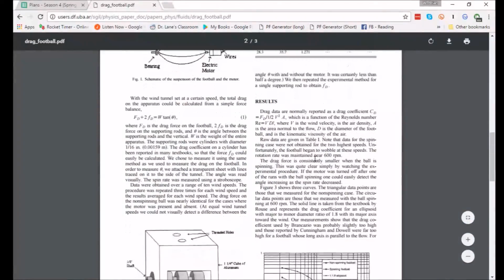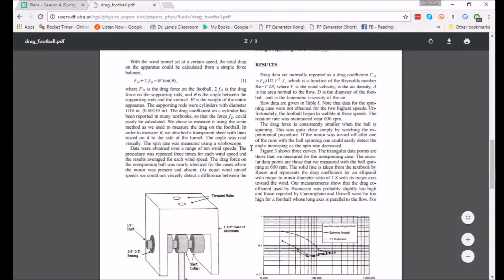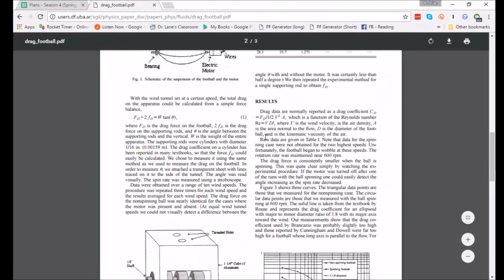Let me just double check what their drag coefficient is, just to make sure that we are using the same definition of the drag force. So their drag coefficient is drag force divided by 1/2 ρ v squared A, which is a function of the Reynolds number vD/ν, where v is the wind velocity, ρ is the air density, A is the normal flow area, D is the diameter of the football, and ν is the kinematic viscosity of the air. So it looks like they have some variables missing in their sentences here.